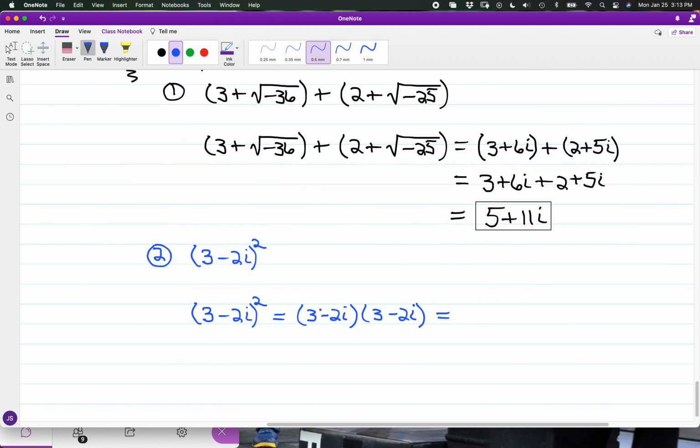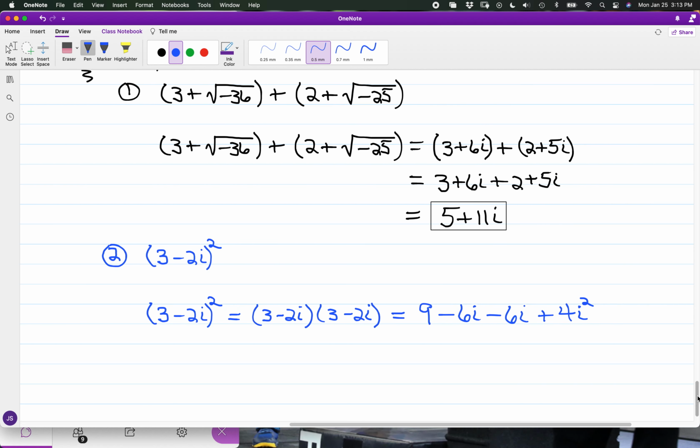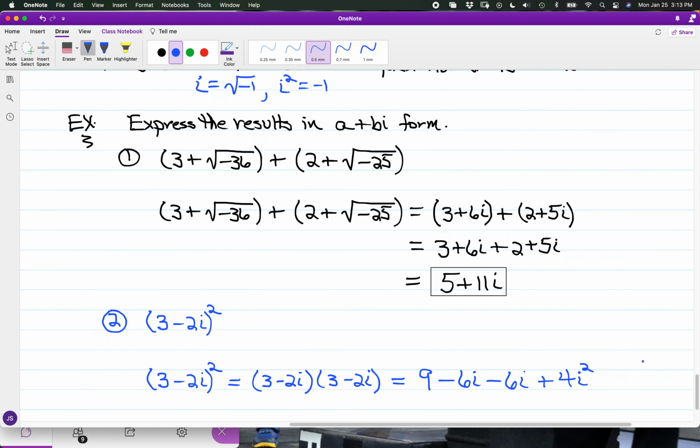So you have 3 times 3, first product is 9. And you got outside product, we're going to have negative 6i. Inside product, we have negative 2i times 3, so we have another negative 6i. Last product, this is where you have to be careful. Now we have a negative times a negative is a positive. i times i becomes i squared. Now we have i is equal to the square root of negative 1. And guess what? i squared is equal to negative 1.